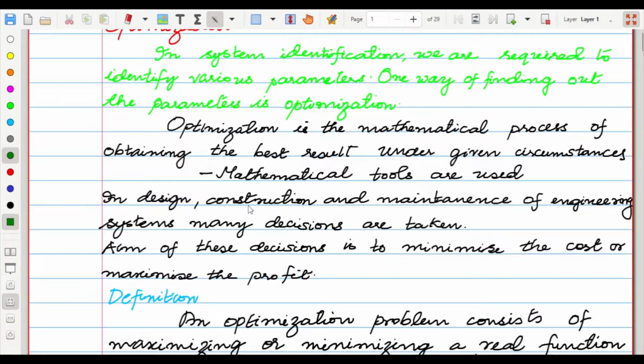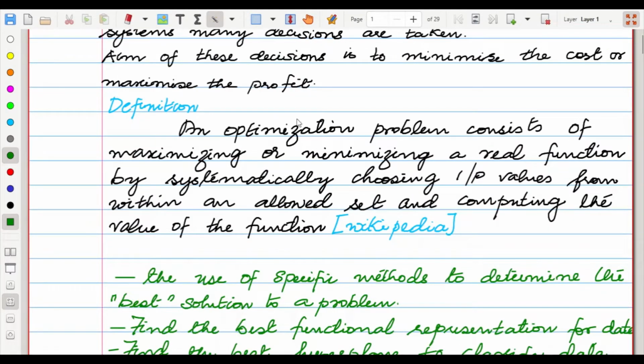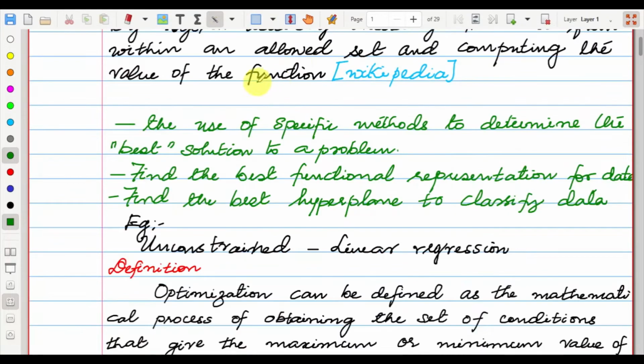In design, construction and maintenance of engineering systems, we need to take certain decisions. The aim of these decisions is to minimize the cost or maximize the profit. So, a definition from Wikipedia: an optimization problem consists of maximizing or minimizing a real function by systematically choosing input values from within an allowed set and computing the value of the function.